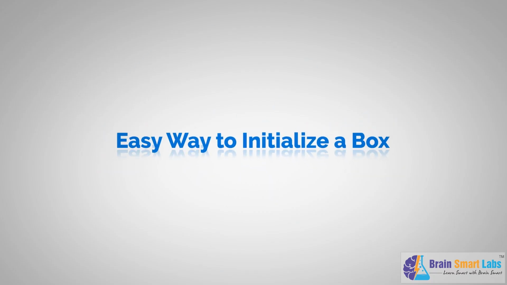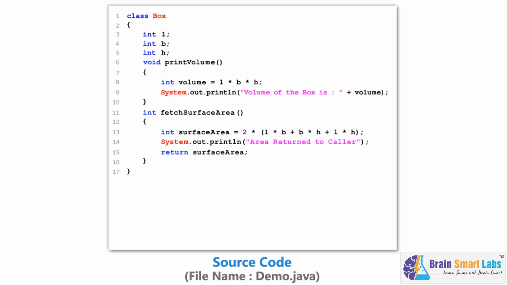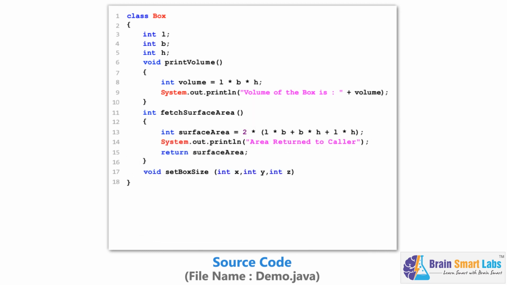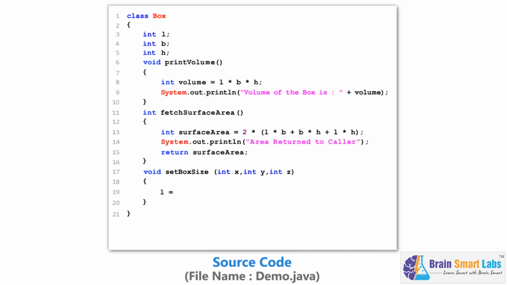Take a look. Easy way to initialize a box. Go inside the source code of our box template and start typing the following code. Now below our fetchSurfaceArea method, write another method by name void setBoxSize with 3 input parameters int x, int y and int z. Inside this method, type the code as L equal to x, B equal to y and H equal to z as seen over here.